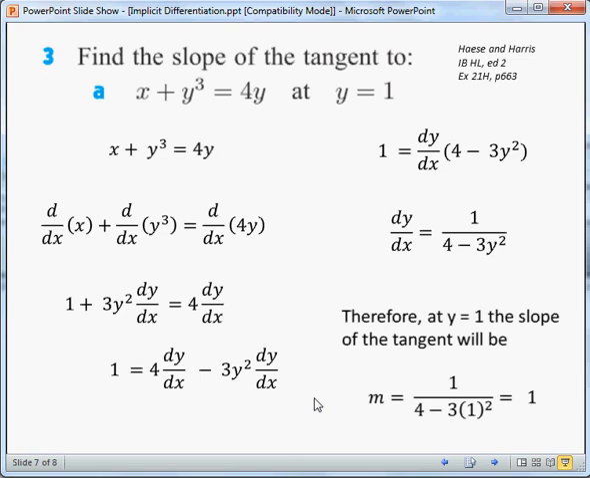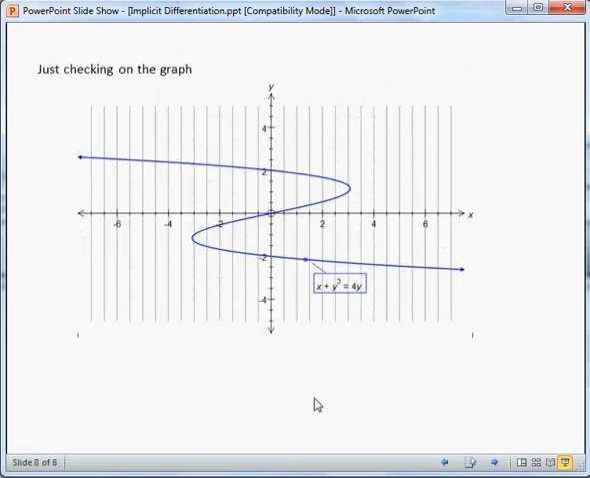We can check that using the graph of the relation. y equals 1, that's going to be here. That's our tangent, and you can see that that's a slope of 1. Easily, it looks like 1, and it is 1.